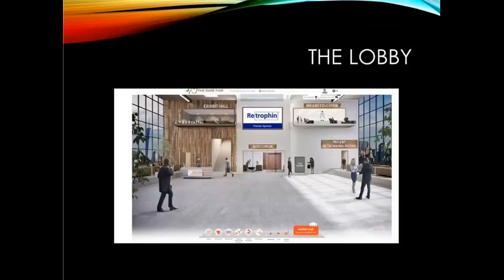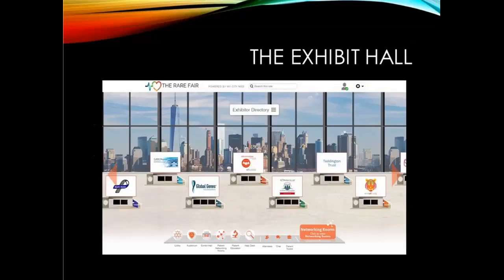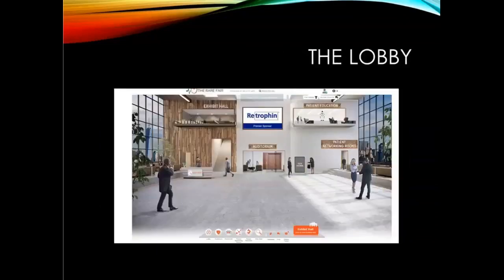So if you want to flip to the next one, this is a look at our lobby area. If you could advance for me, please. Is it letting you? Eden, we're on the slide of the exhibit hall. Is this the correct one? I am still showing the rare fair, but if we can get on the lobby slide, I can go back and speak to that one.